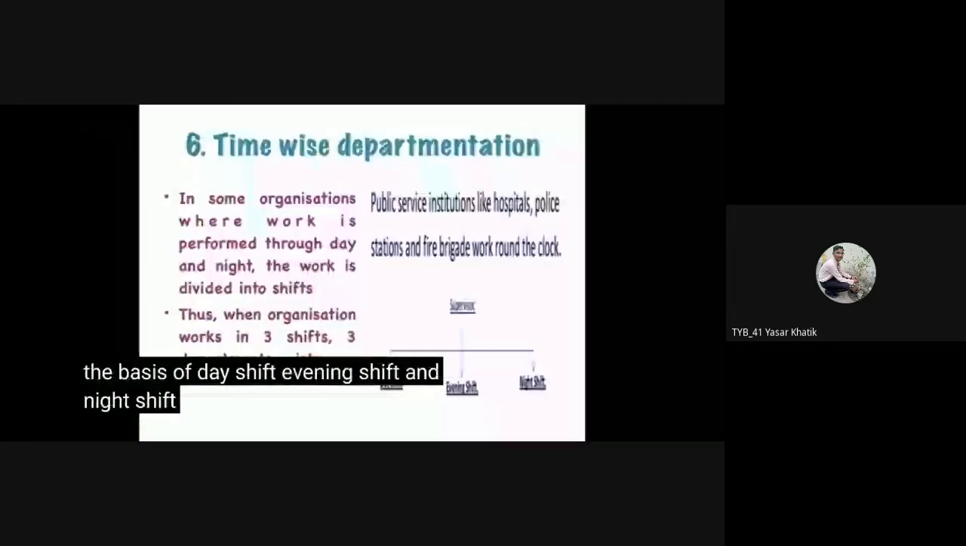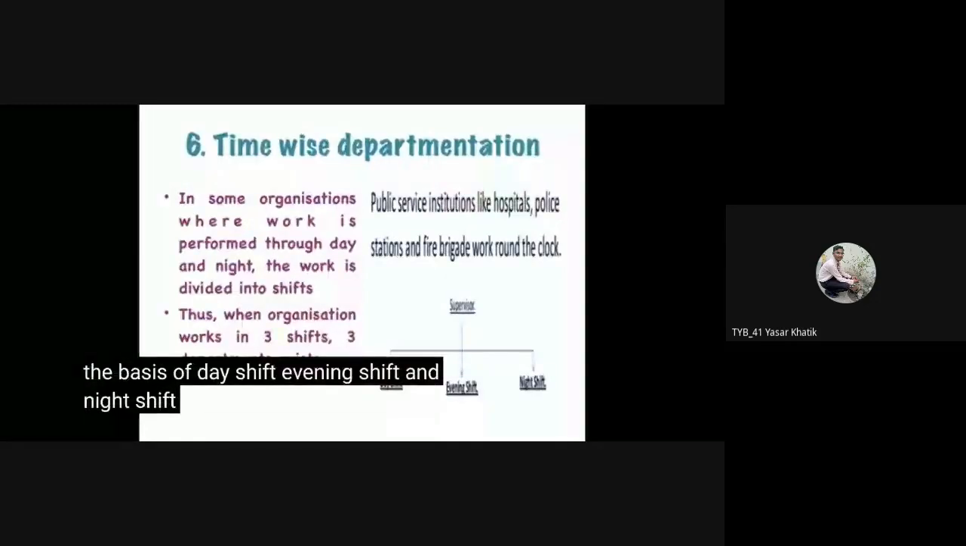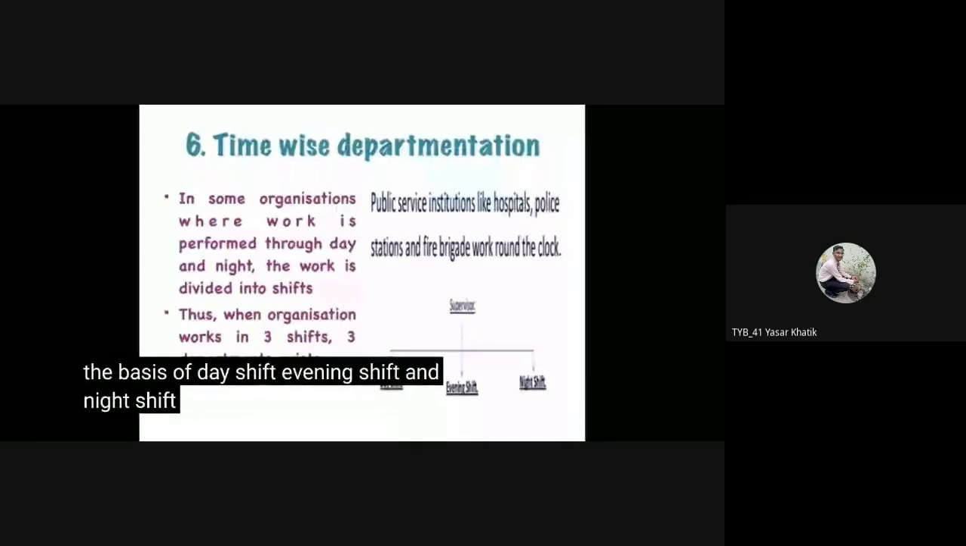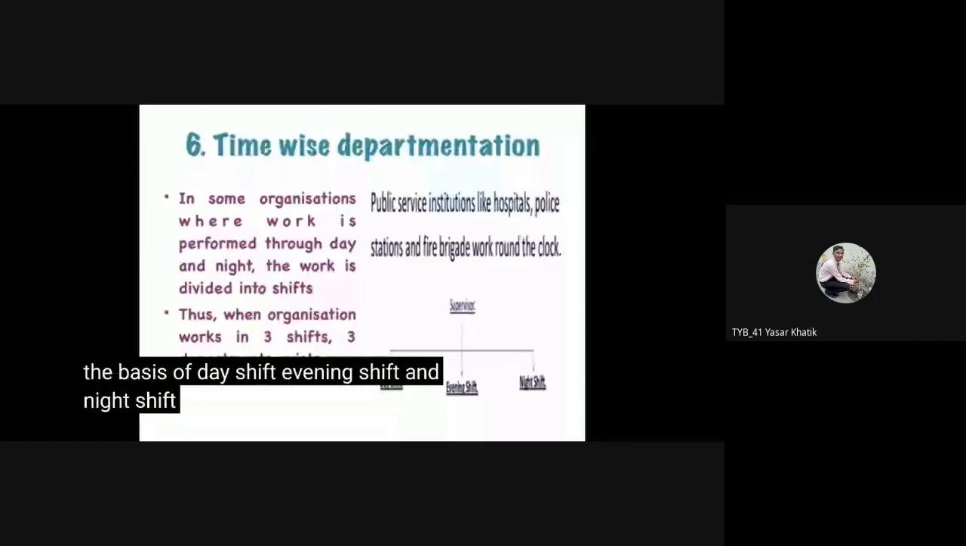Now you can see this is the last type of departmentation and very important. And you might have observed that in each and every company this type of departmentation is there. So, time wise departmentation. Some organizations operate day and night, but they are divided into two shifts, three shifts. These are the types of time wise departmentation, like day shift, evening shift and night shift.